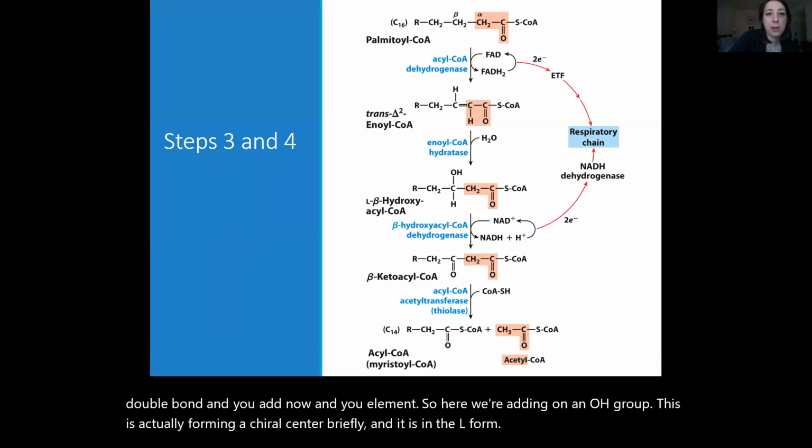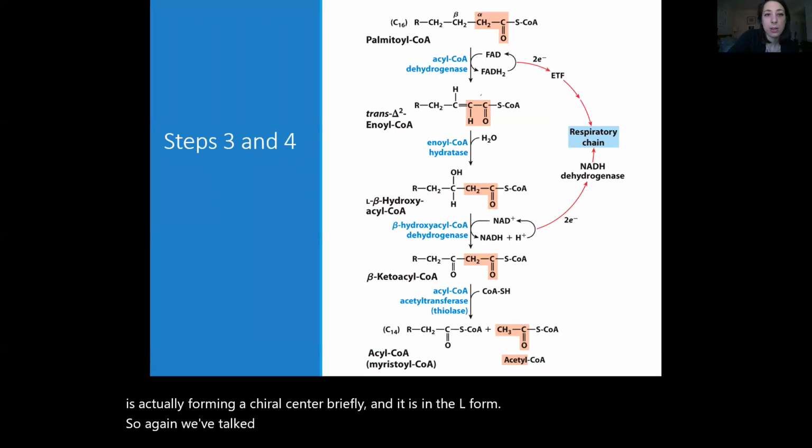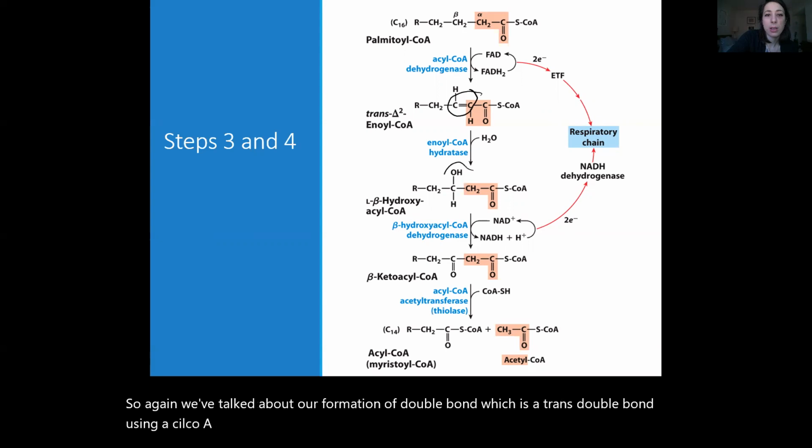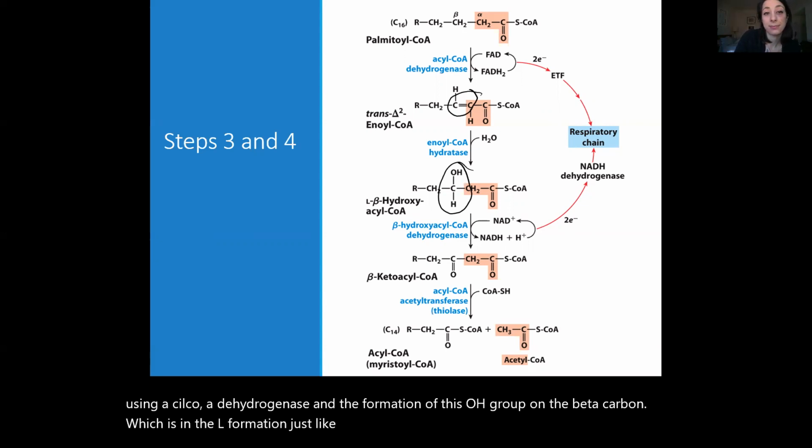So again, we've talked about our formation of a double bond, which is a trans double bond using acyl-CoA dehydrogenase, and the formation of this OH group on the beta carbon, which is in the L formation, just like in fumarase.